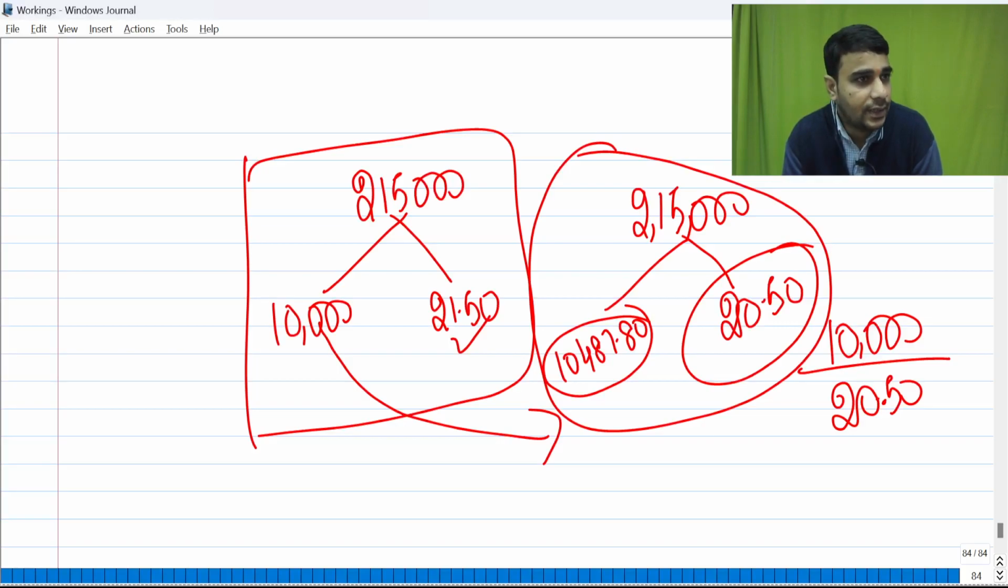Write these two charts, then below that I'll give you the answer. In exam, this is not needed. These two charts are more for your understanding. 215 is split as 10,000 into 21.5 and again split as 10,487.8 and 20.5. Clear? Any doubts?